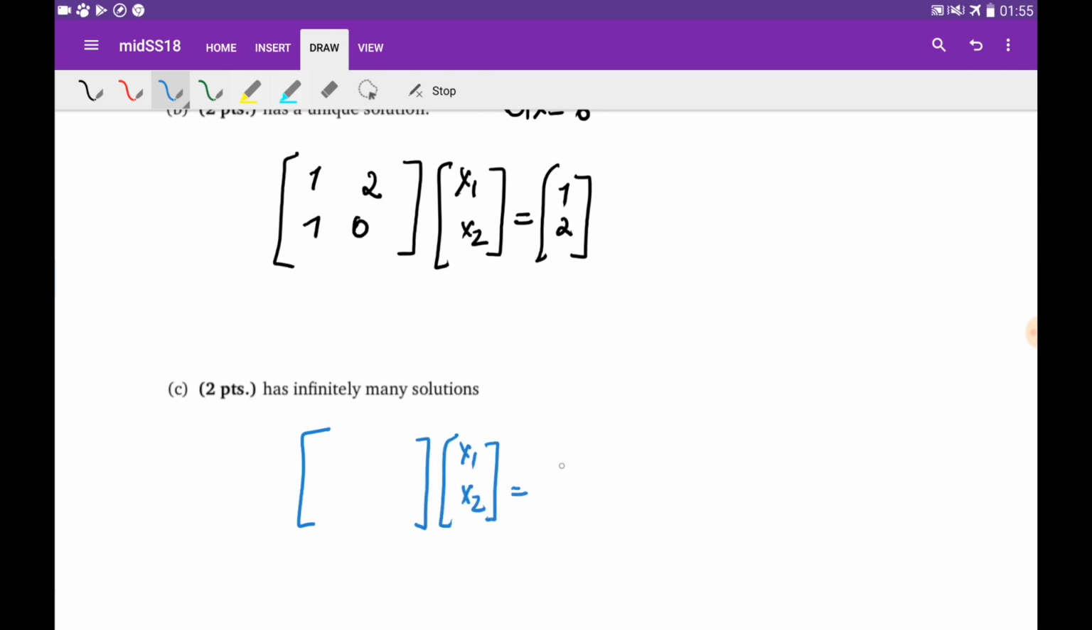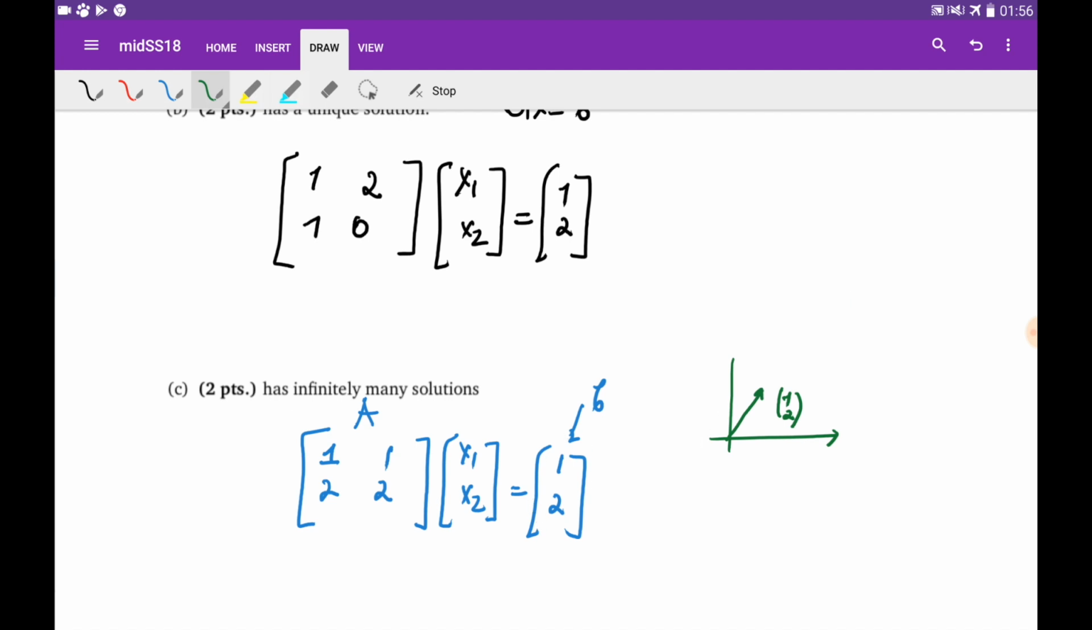in a way that the right-hand side B lies in the column space of A. So I need to choose the columns of the first matrix A as dependent so that B is in the column space. For example, I can choose the columns 1, 2 and 1, 2. Geometrically, I'm choosing the column space of this matrix A as the line along the vector 1, 2, and obviously I can obtain this vector B in infinitely many ways, because the column space is all the vectors along this line.